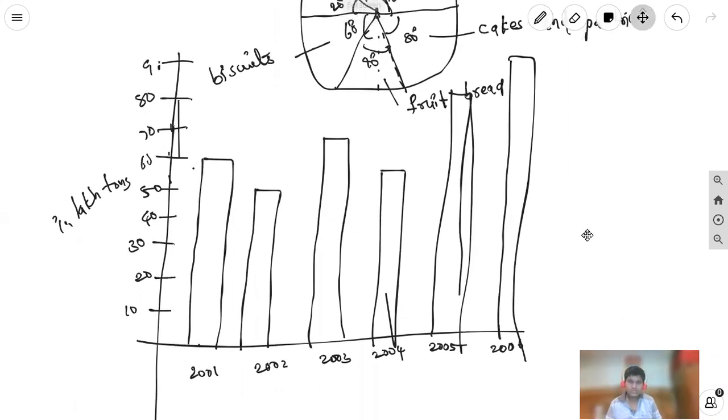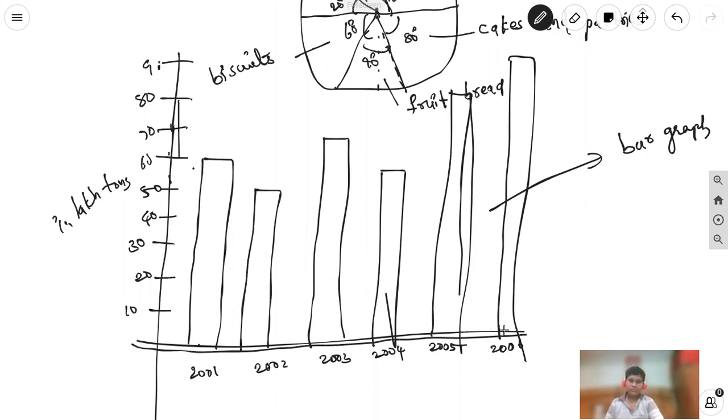Think, discuss and write: the production of food grains of a state, in years and production in lakh tons, can be represented in a bar graph, which is easy. On the x-axis we can take the years, and on the y-axis we can take the production in lakh tons. On the y-axis we can take 10, 20, 30, up to 90, in steps of 10 tons.